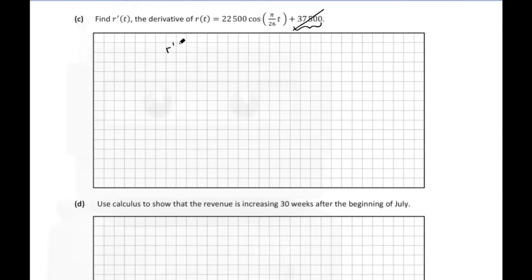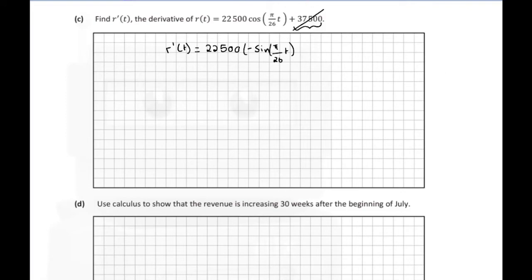If I differentiate that, I'm still going to have the 22,500 because that's multiplied by the cos, and that'll stay the same throughout. And if you're not sure why, try use the product rule on it and see what happens. You'll find that every time you've got the constant or the value here, 22,500 for example, multiplied by your cos, that will stay throughout no matter what happens. And then we have cos of pi over 26t. Now remember, cos goes to minus sine, and we keep the pi over 26t the same. That part does not change.